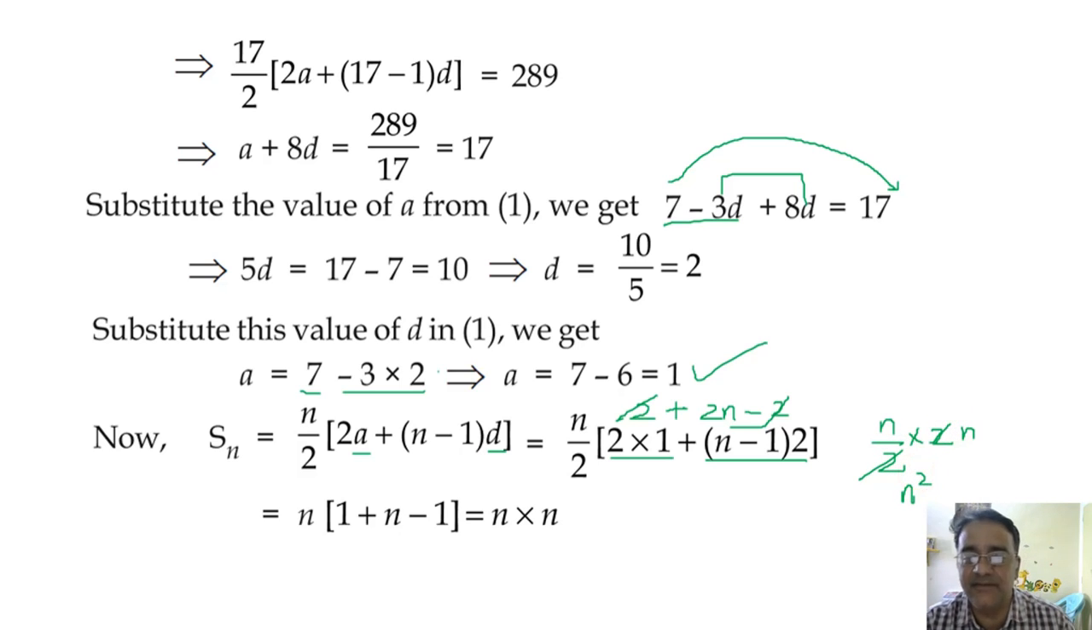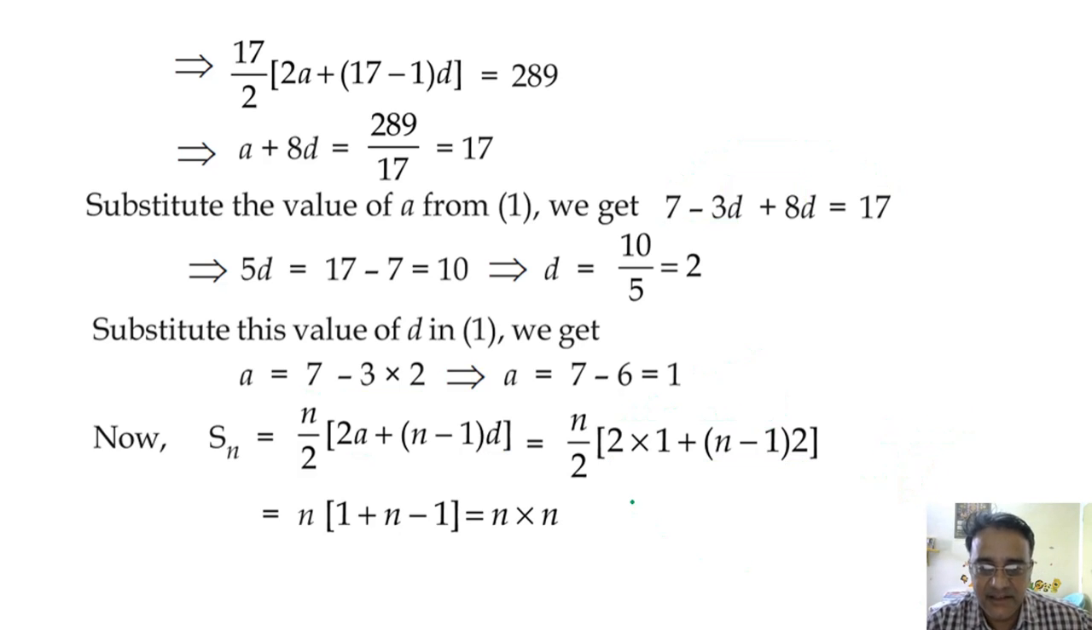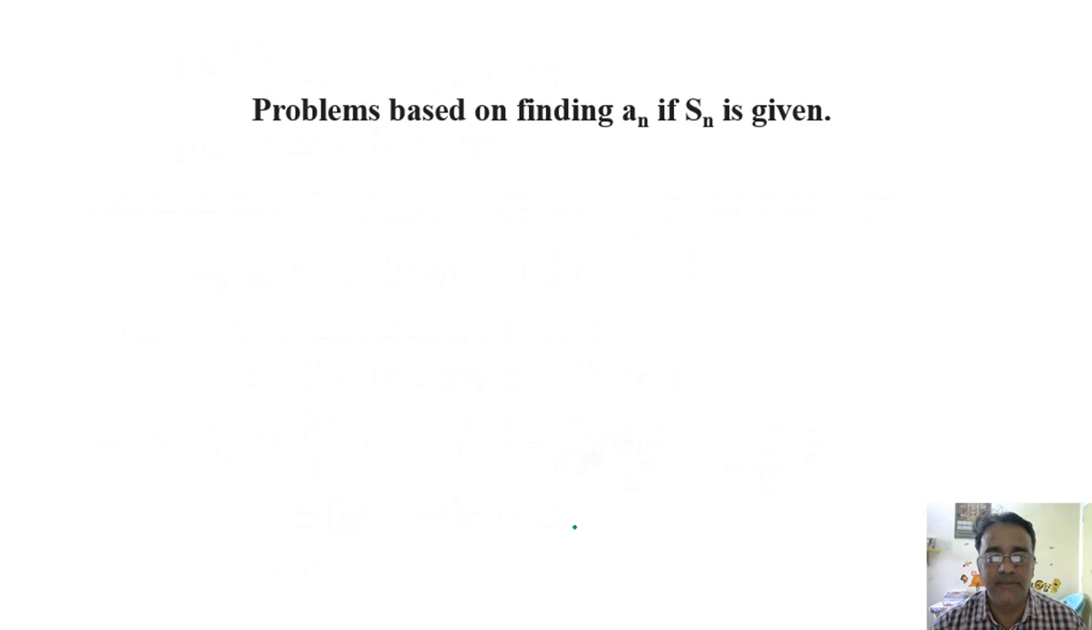Okay, this is one way. Another way, you can cancel this 2 by taking 2 common, or you can split it like that. If you split this 2, both the 2 will be cancelled, and what we are going to get is 1 plus n minus 1. Again this 1 cancels and you will get n into n, that is n square. So this is the required sum. Any doubt? No, sir. Okay.